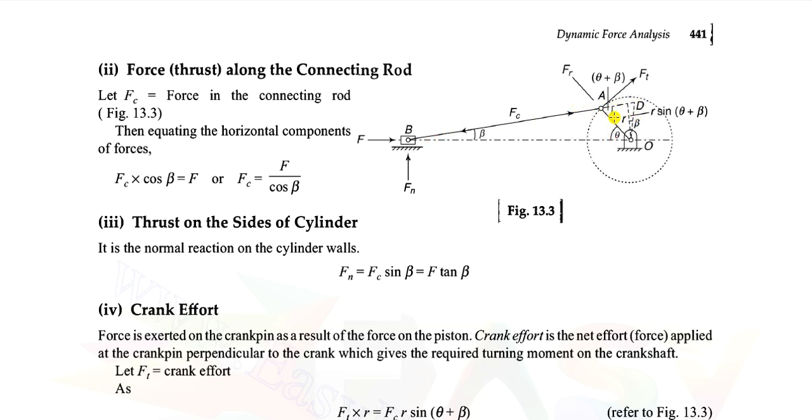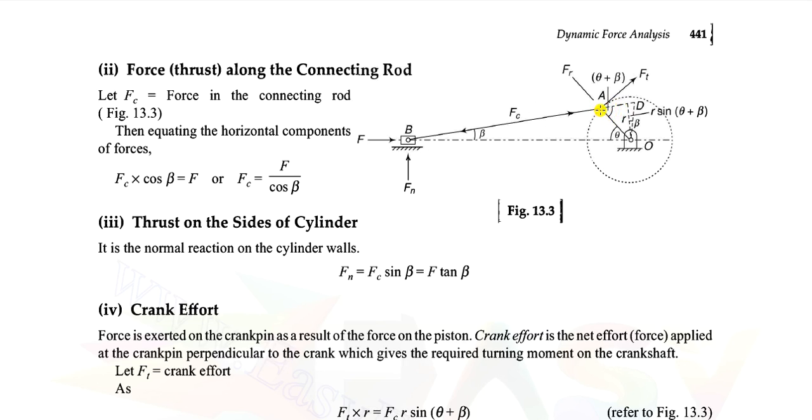How is it? If I draw a horizontal here, the angle between the horizontal and the line along which the connecting rod lies will be beta, and this is theta. So this total angle is theta plus beta. Here it is given. So this total angle is theta plus beta.